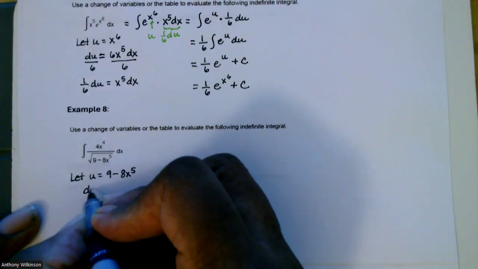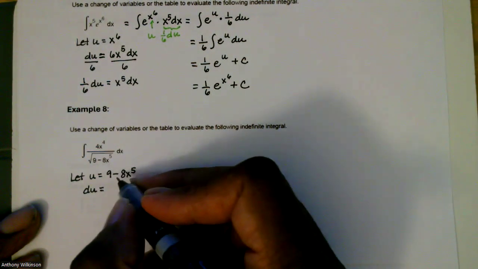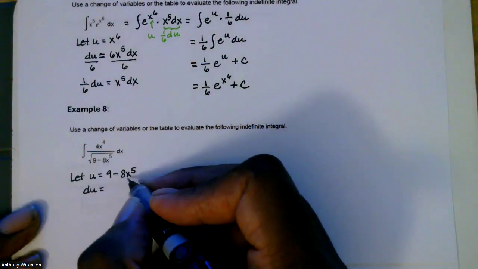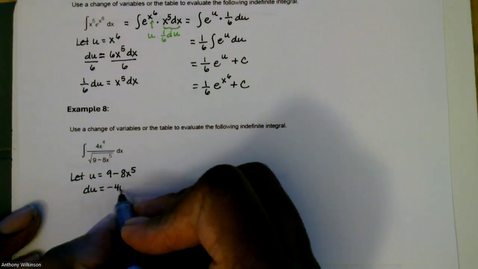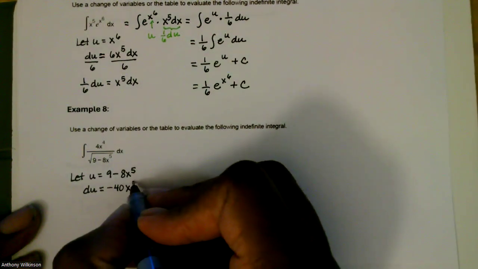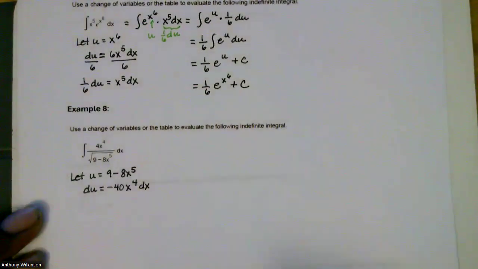Then that means du would be this. The derivative of 9 is 0. The derivative of negative 8x to the fifth: bring the 5 down, multiply by negative 8, you'll get negative 40. Copy the x over to the 1 less power, so it'll be negative 40x to the fourth dx.